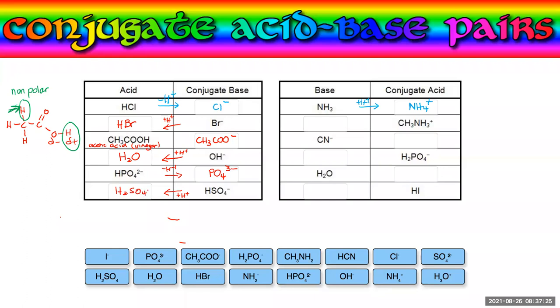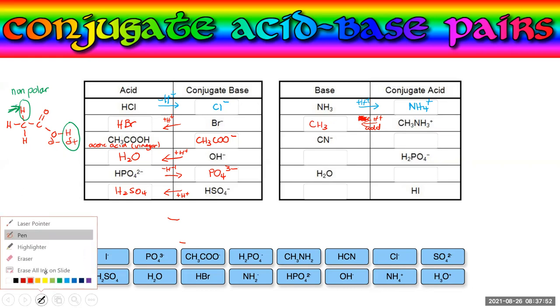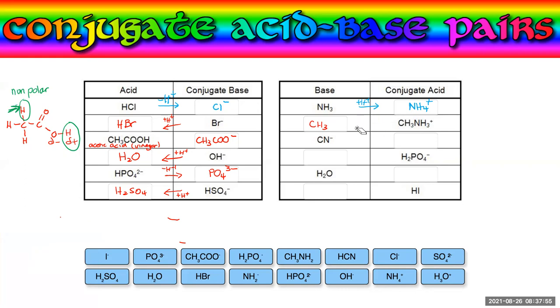Over on the base side, we have CH3NH3 plus. To go back to the base form, we're going to have to lose H plus. Oh, sorry, we're going to have to add H plus, aren't we? Oh, no, we're going to lose, sorry. I am getting very confused today, aren't I? Let's just try that again, shall we? To go from the acid to the base, you do have to lose your H+. So we're going to have CH3NH2.